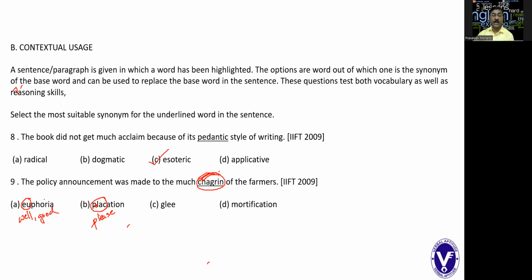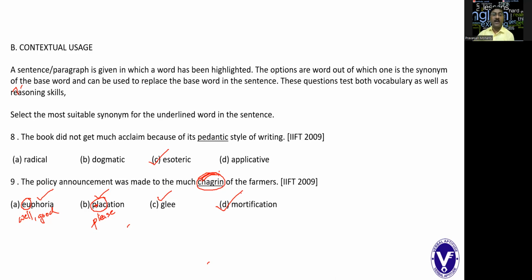Now look at this one. Euphoria can be a synonym for placation, can be a synonym for glee or cheerfulness. So here, all three are synonyms. So it is difficult to pick any one because any of these three can fit into the context. Therefore, as there are three words which are synonyms, and there's one word which is not at all related, mortified, mortification.